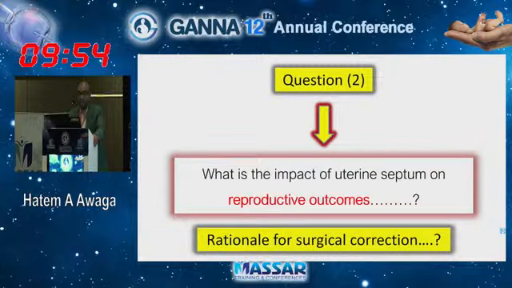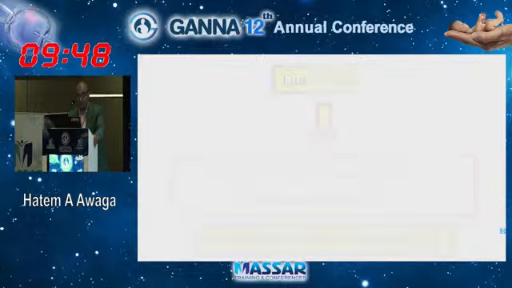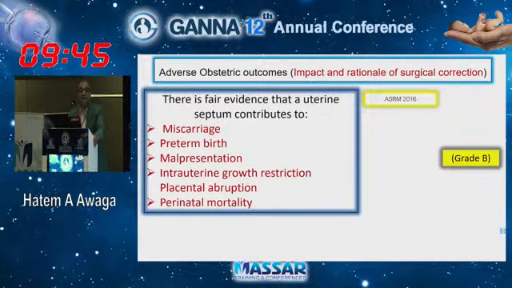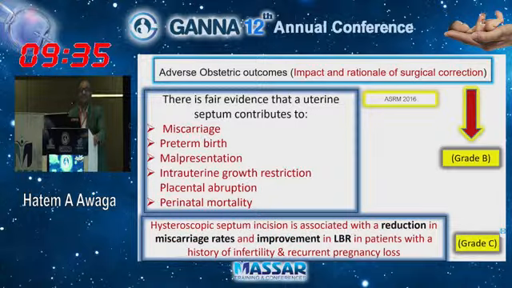The second one: what is the impact of septum on the reproductive outcomes, and is there a rationale for surgical correction? There is a fair evidence that septum is associated with preterm labor, miscarriage, malpresentation, intrauterine growth restriction, and perinatal mortality. Hysteroscopic septum incision is associated with a reduction in miscarriage rates and improvement in live birth rates.